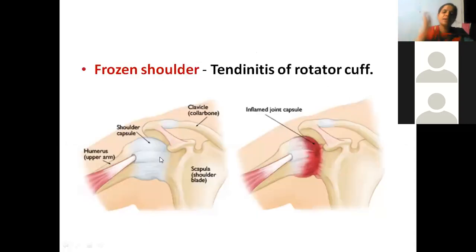Frozen shoulder generally happens with age. Just now I told you the shoulder cuff muscles are the rotator cuff muscles, where I said we have supraspinatus, infraspinatus, teres minor, and subscapularis. So if the tendons of these muscles get inflamed, inflammation is tendinitis. Inflammation of the tendons of the rotator cuff muscles will lead to a condition called frozen shoulder. Again, in frozen shoulder, the elevation of the shoulder beyond 90 degrees becomes highly impossible.